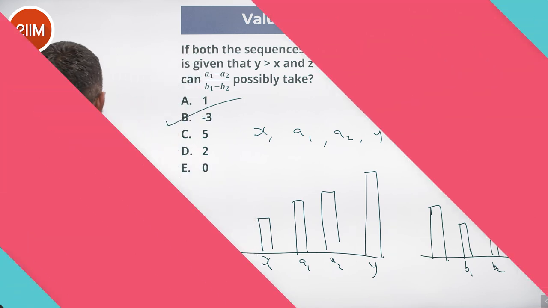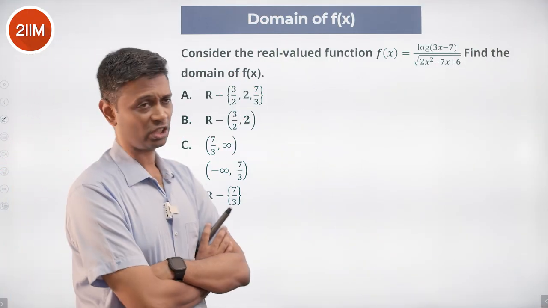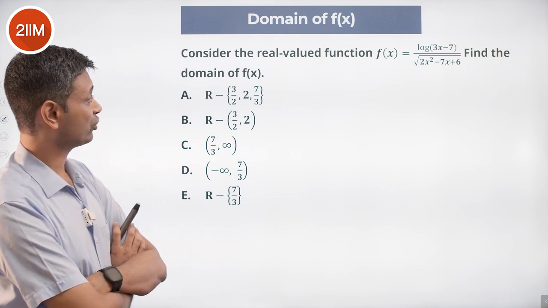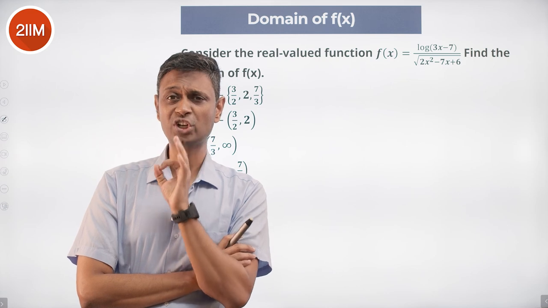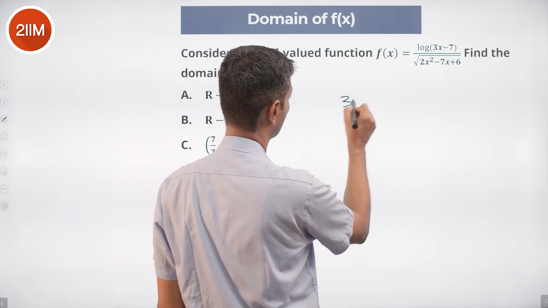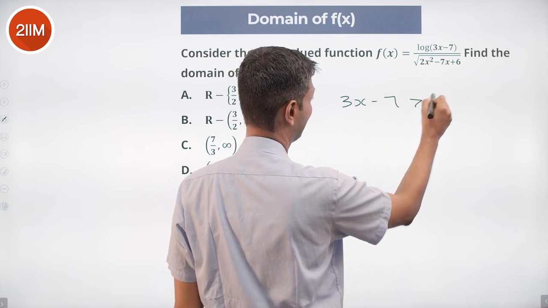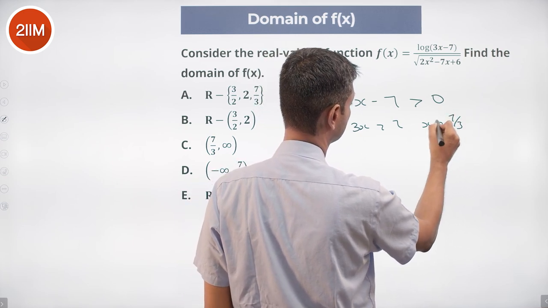And it's true. Consider the real valued function f of x equal to log of 3x minus 7 by square root of 2x square minus 7x plus 6. Find the domain of x. Domain is where the function is defined. Log is defined only for positive quantities. 3x minus 7 greater than 0, 3x greater than 7, x greater than 7 by 3.